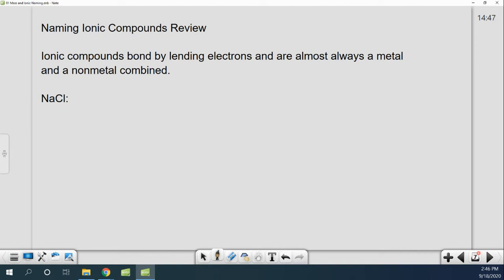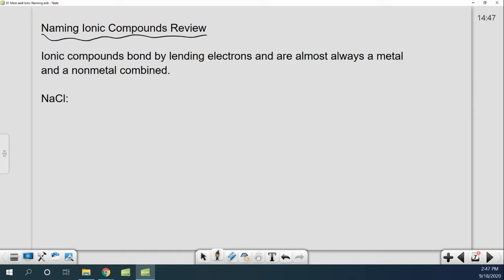All right. Quick review. How do we name things? So that kind of wraps up our mass section. We're going to talk briefly about naming, and then we're going to call it a day here. So naming. And we're only going to look at ionic compounds. So first of all, what the heck is an ionic compound?